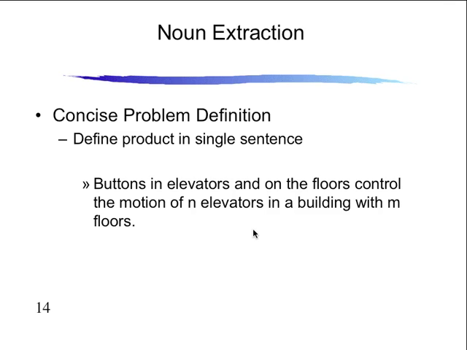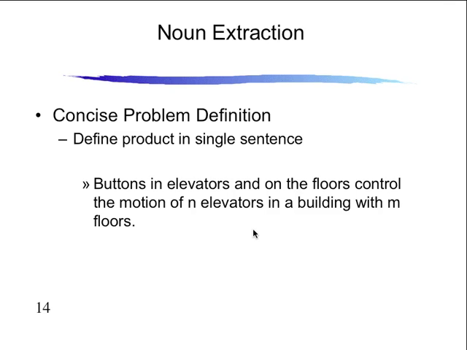If we look at noun extraction as a kind of a starting point, we can have a problem definition. We define the single sentence. Well, we have that already. We have the requirement specification document. It's nothing more than sentences describing our system. So obviously this starts after your requirement spec is created.